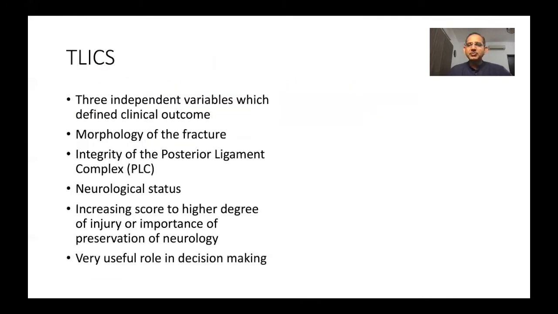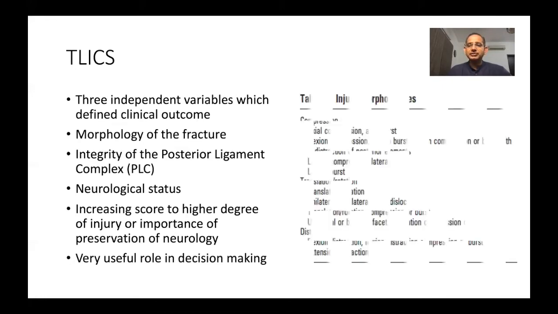This classification became popular as the TLICS classification, and they developed 3 independent variables which define the outcome: the morphology of the fracture, the integrity of the PLC, and the neurological status. They gave an increasing score to a greater degree of injury or importance of preservation of neurology. And this was very useful in the decision making.